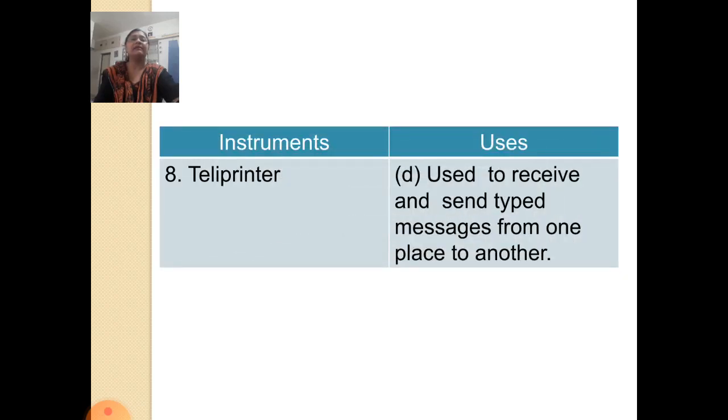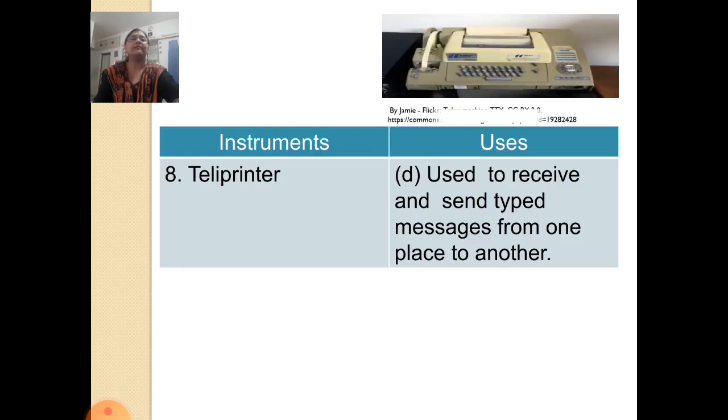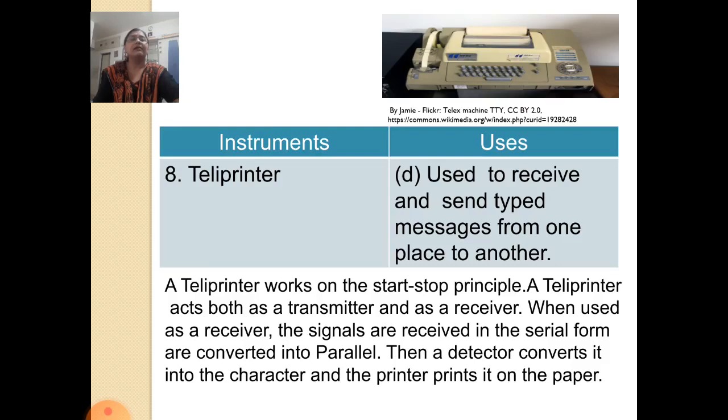Next one, teleprinter. It is used to devise and send typed messages from one place to another, which is option D. A teleprinter works on the start-stop principle. A teleprinter acts both as a transmitter and as a receiver. When used as a receiver, the signals are received in serial form and converted into parallel. Then a decoder converts it into the character and the printer prints it on the paper.